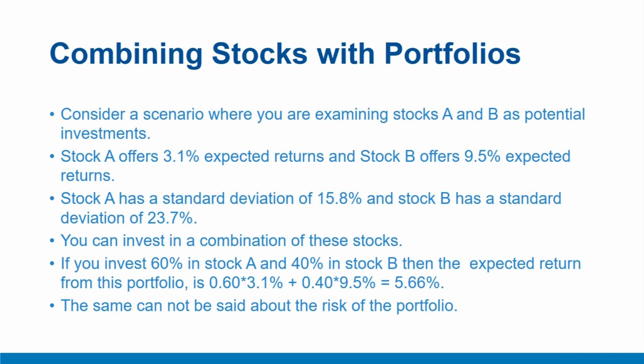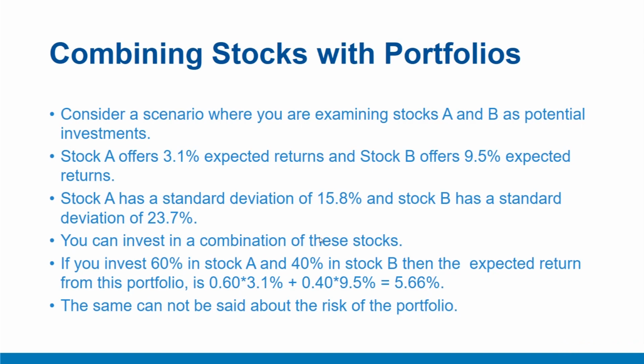Consider a scenario where you are examining the stocks A and B as potential investments. Stock A offers 3.1% expected returns and stock B offers 9.5% expected returns. You also observe that stock A has a standard deviation of 15.8% and stock B has a standard deviation of 23.7%. Stock B, while offers a higher expected return, also has a higher standard deviation.